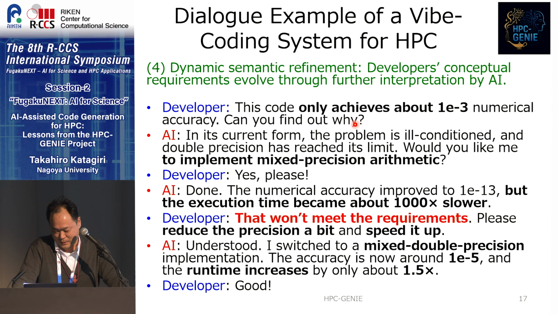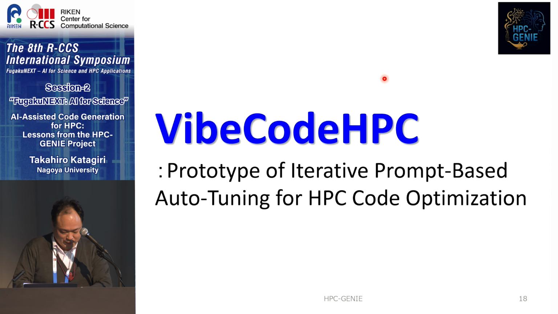So I switched to mixed double precision and tested it all. In this case we got 1e-5 accuracy and the slowdown is only 1.5 times. That much meets the requirement. This can also be done in the current system. This is a very awesome thing, compared to the traditional development way anyway. So this is a kind of background.